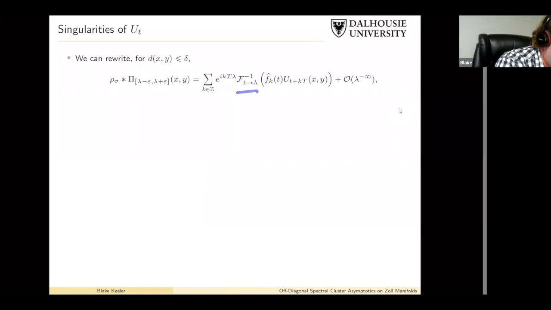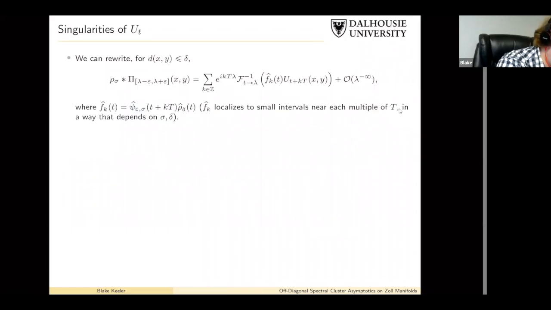I'll have the inverse Fourier transform of the wave kernel at t plus multiples of the period times this thing that I'm calling fk hat, modulo some error that is rapidly decreasing. And the rapidly decreasing error comes from the fact that everything away from the multiples of the period is smooth. So its Fourier transform is rapidly decreasing.